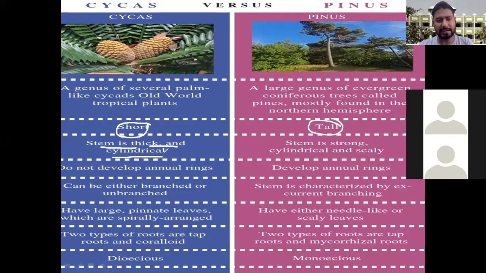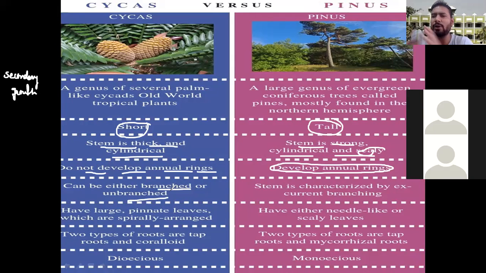Stem is thick and cylindrical. Stem is strong, cylindrical, and scaly. Cycas is mostly unbranched, but it may be branched. We can't say every time it will be unbranched. It may be branched, but Pinus is always branched. So now you can say the stem is characterized by excurrent branching.